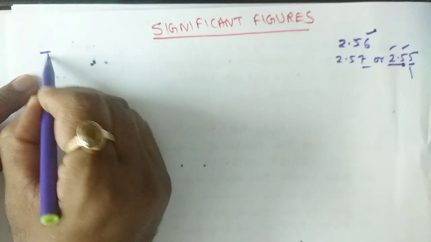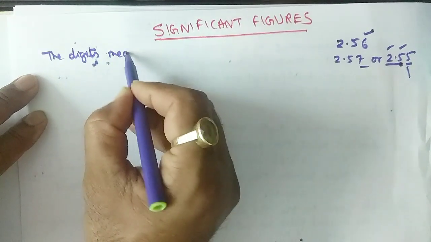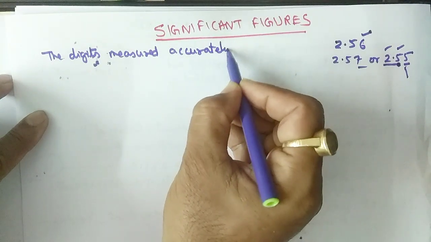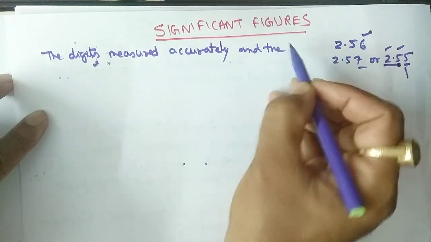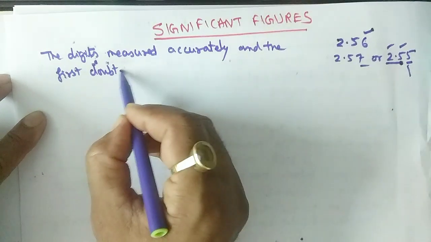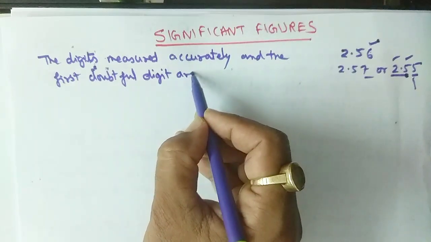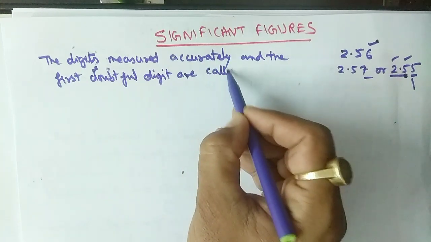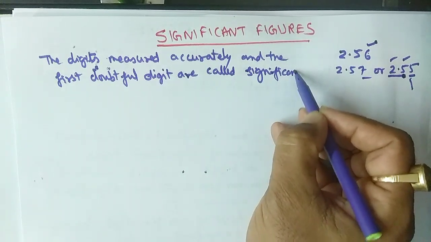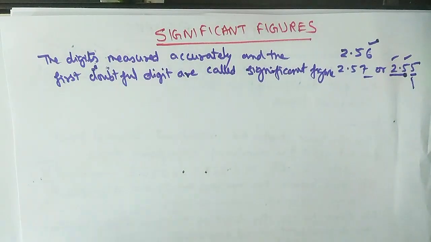The digit measured accurately and the first doubtful digit are called significant figures. Okay, this is the definition.